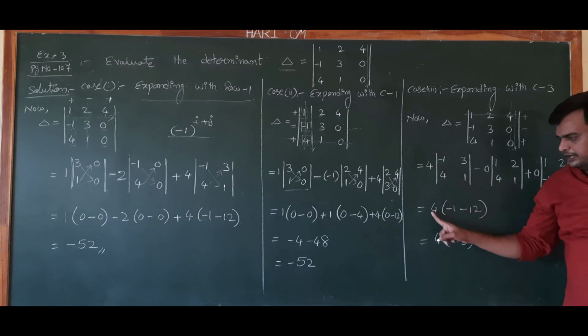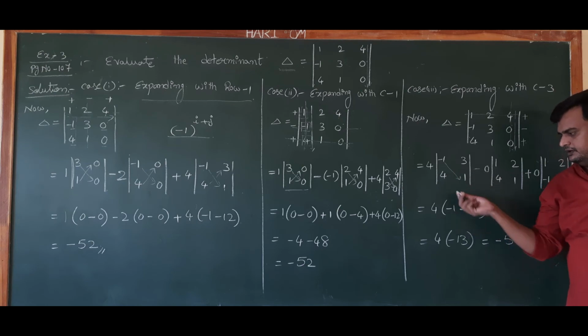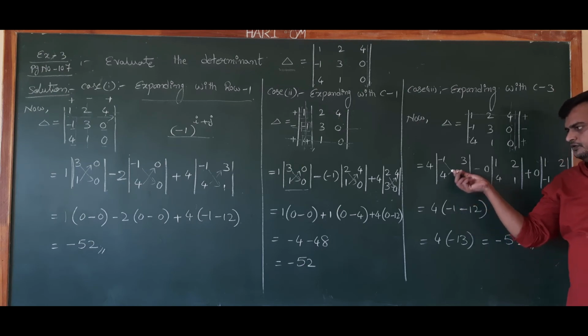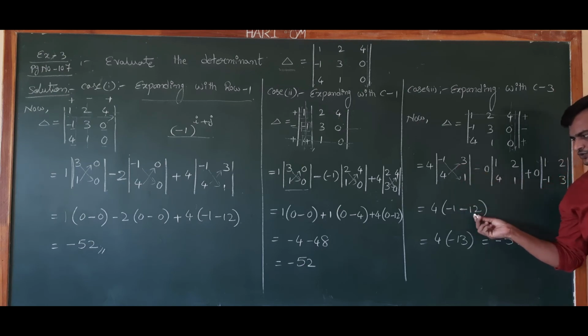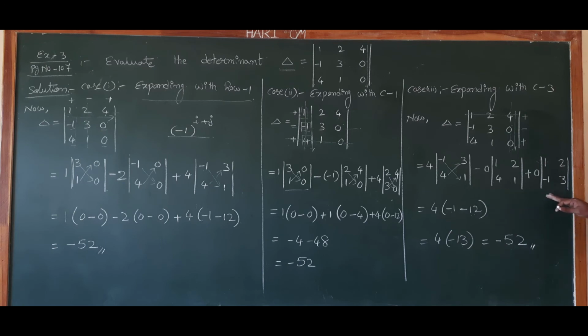So 4 into minus 1 into 1 gives us minus 1, minus 4 into 3 gives us 12. So minus 1, minus 12, minus 13, minus 13 into 4, minus 52. These need no calculation because all these values give us 0. So in that way the calculation is very easy when we choose column 3.